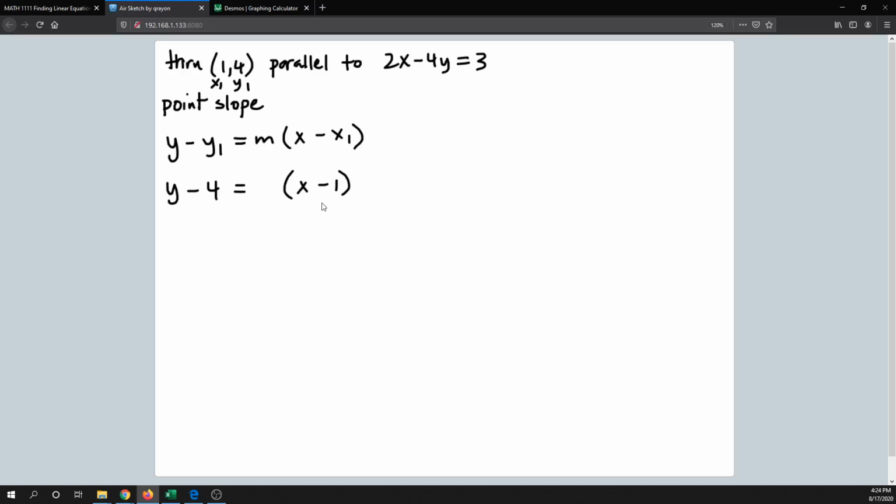To get the slope, they tell us that the line whose equation we're looking for is parallel to this line right here. And so what we need to do is to find out what is the slope of this line. Well, if this line were in the y equals mx plus b slope-intercept form, then we could just read it off. But unfortunately, it is not.